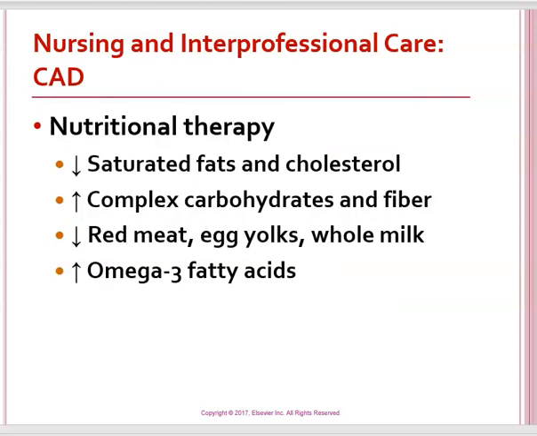So here's your diet teaching, and you would want to do that with them. You're not the only person to do the diet teaching. Call the dietitian. Provide them with handouts. Give them some websites that they can go and look at.